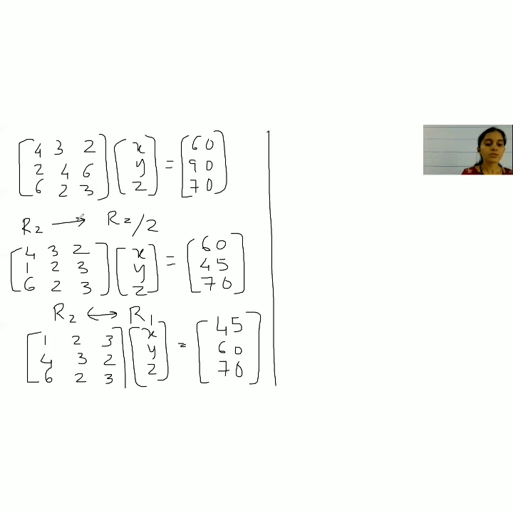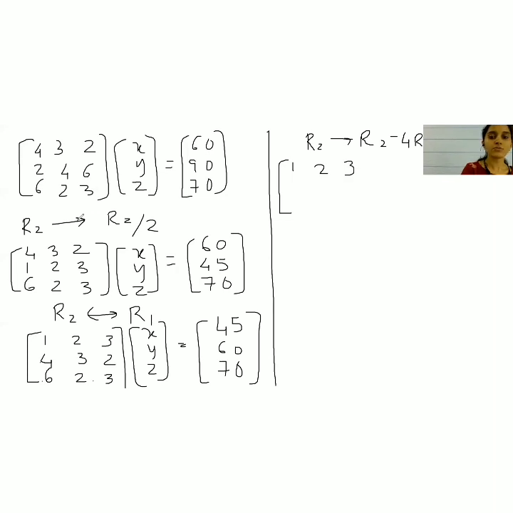I'm going to convert this into a lower triangular matrix. So for that, I need the elements 4, 6 and 2 to become 0. I'll start with changing 4 to 0. So what do I write over here? R2 changes to R2 minus 4R1. Remember, second row is changing, first row remains as it is.